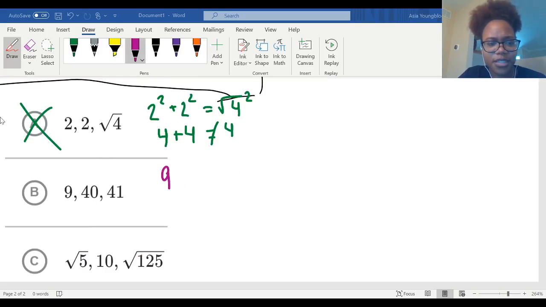Okay, sorry, I was talking to myself through the first one. I'm in the first one, which I did already. 2 squared plus 2 squared equals the square root of 4 squared. That gets us 4 plus 4 does not equal 4, so that's why we did not mark that one.